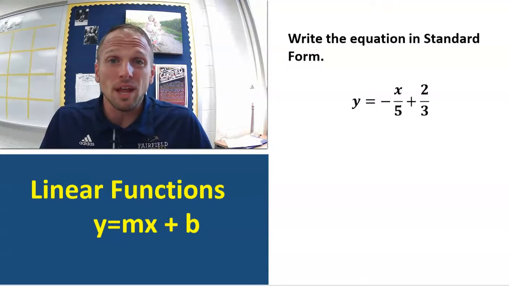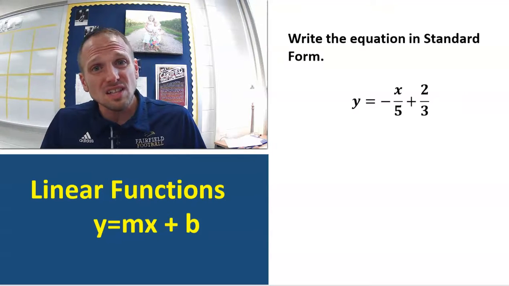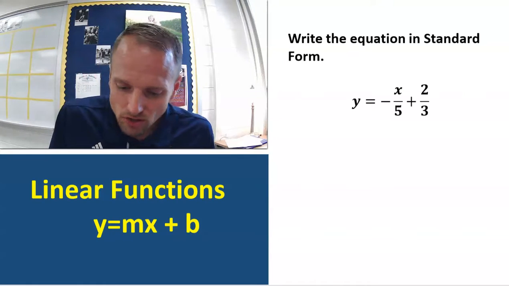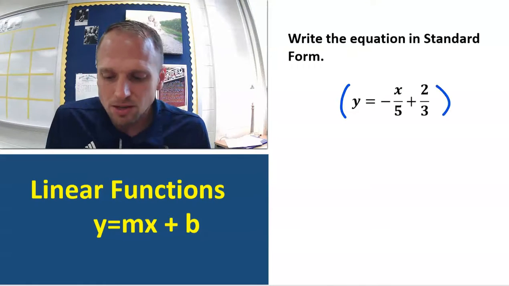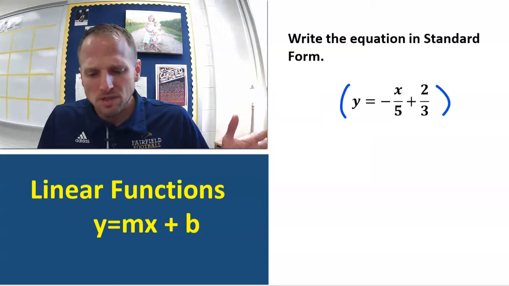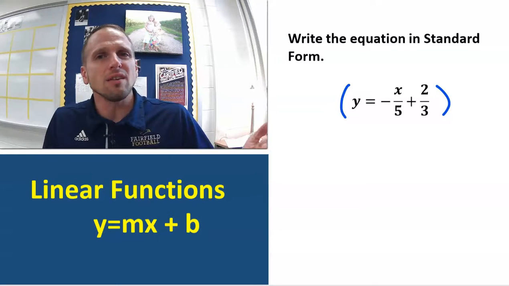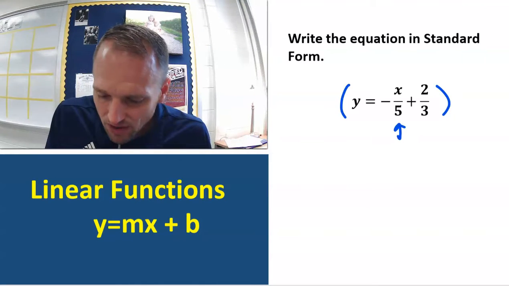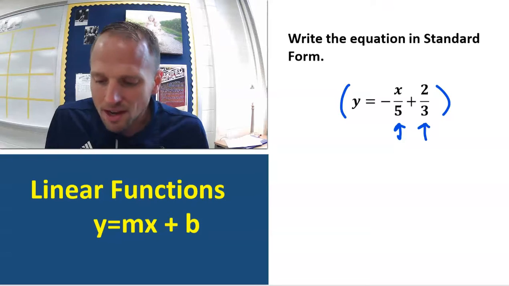In standard form, we don't want to have any fractions. So let's clear out those fractions. It's an equation, so we can do this. I need to multiply this whole thing, both sides, by a number that I can divide by 5 and I can also divide it by 3.